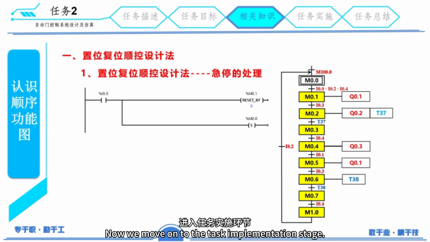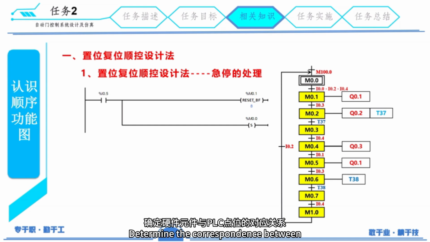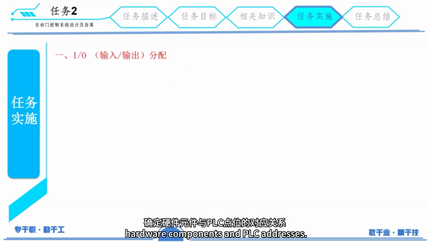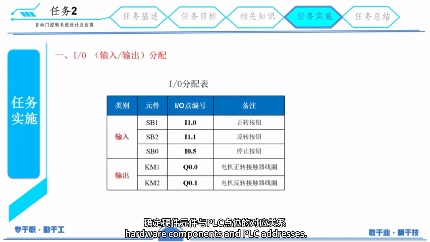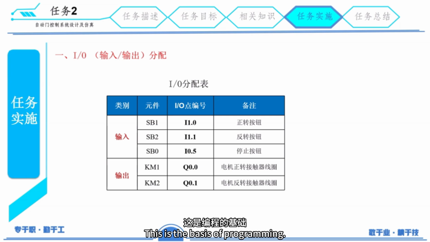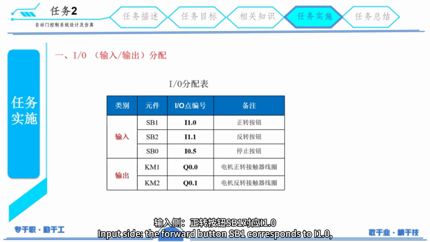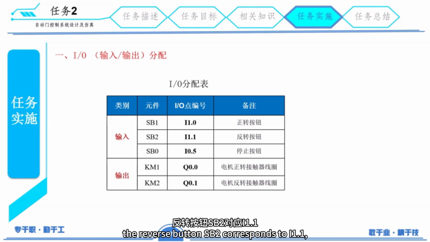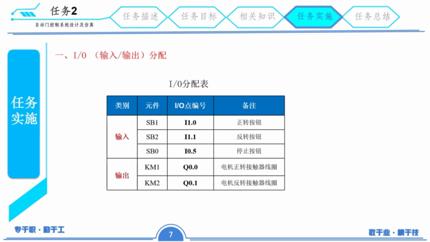Now we move on to the task implementation stage. The first step is I/O assignment. Determine the correspondence between hardware components and PLC addresses. This is the basis of programming. Please look at the I/O assignment table. Input side, the forward button SB1 corresponds to I1.0. The reverse button SB2 corresponds to I1.1. The stop button SB0 corresponds to I0.5.